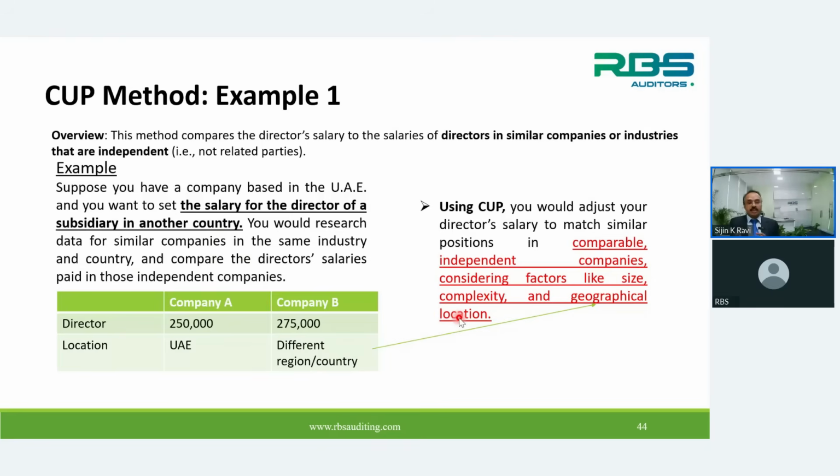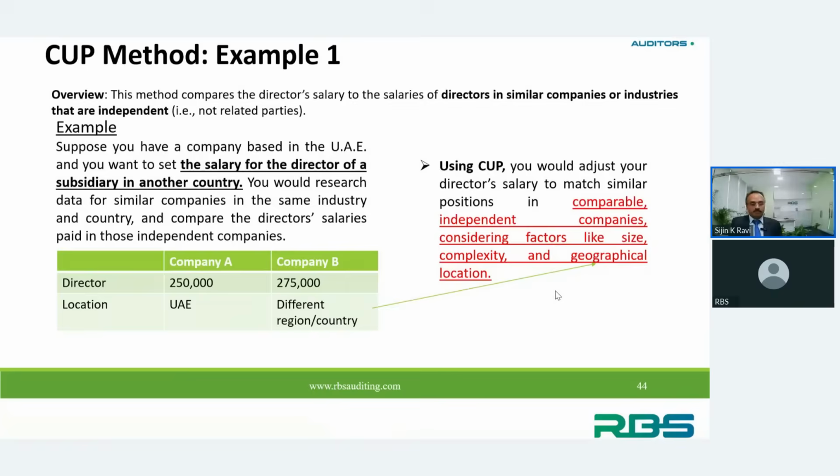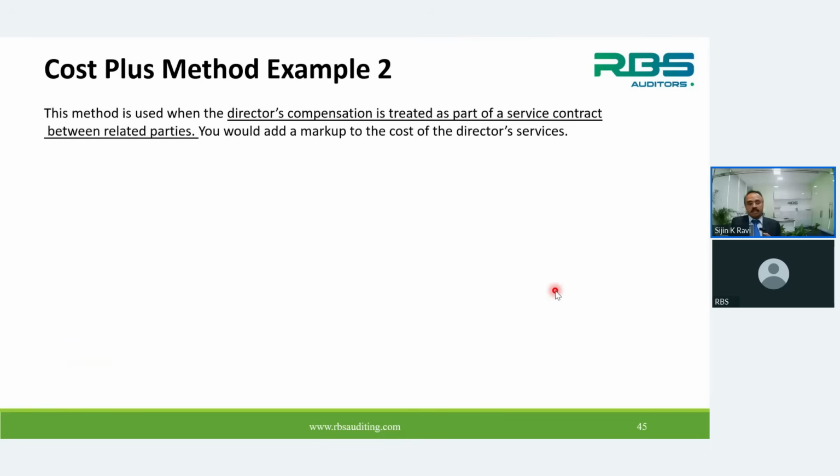Then the CUP method can be used if the salary has no other adjustment. That means the salary is fixed, like 50K per month. If you are giving it like that, then you can compare with an independent company of similar size, considering the factors of size, complexity, and geographical location. This is just for reference purposes. What are the 5 methods? We are just putting this as a reference to understand how manager remuneration has to be evaluated.